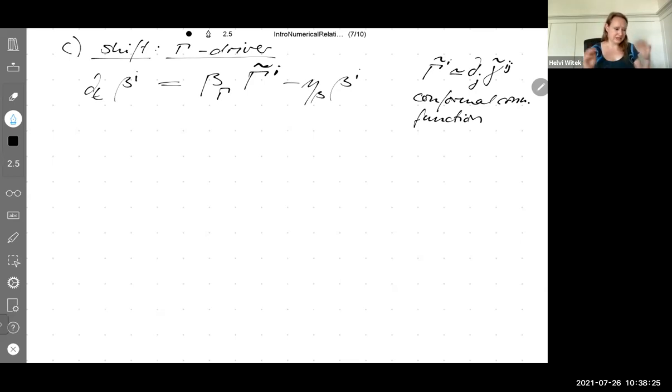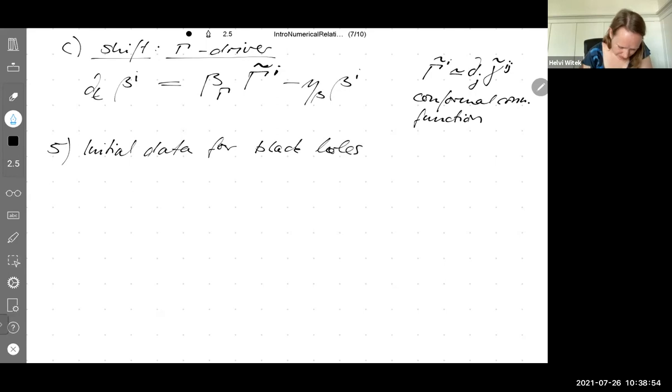So I will just take the last 10 minutes to talk about initial conditions for black holes, again, in very, very short form. So I think this should be section 5 now, initial data for black holes. Let me just put it this way.